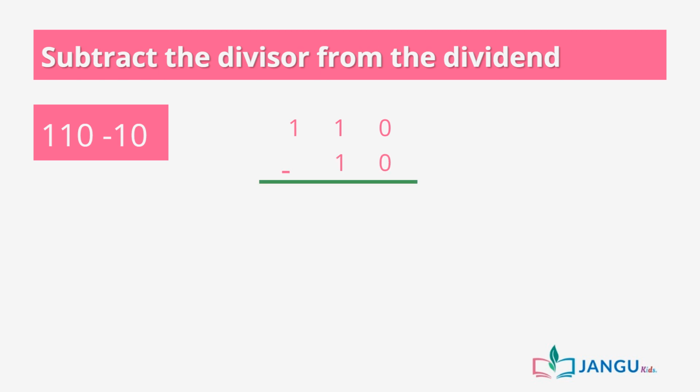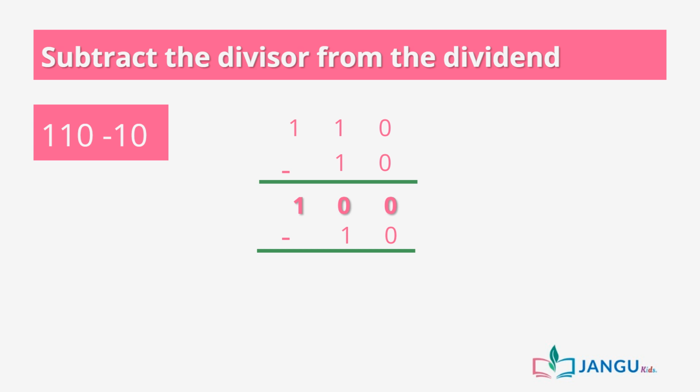0 minus 0 is 0. 1 minus 1 is 0. Lastly, we bring down 1. The first difference we'll note down is 100. Next, we subtract the divisor from 100.